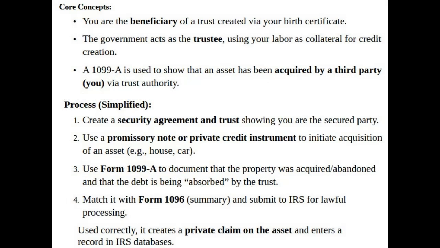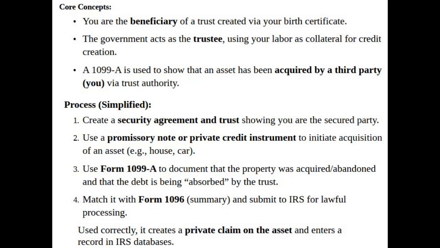Core concepts: You are the beneficiary of a trust created via your birth certificate. The government acts as the trustee, using your labor as collateral for credit creation. A 1099-A is used to show that an asset has been acquired by a third party, you, via trust authority.